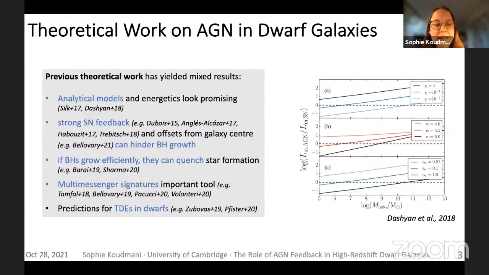And analytical models of AGN feedback in dwarfs actually look quite promising and suggest that AGN feedback could be an alternative and possibly more successful source of negative feedback in dwarf galaxies, as you can see here in this plot on the right-hand side. But numerical simulations have also found an important caveat, which is that strong supernova feedback can hinder the growth of the black hole and thereby suppress the efficiency of the AGN. However, if the black holes are able to grow efficiently in numerical simulations, then they are found to be able to quench star formation.